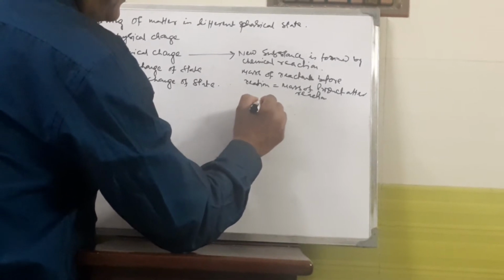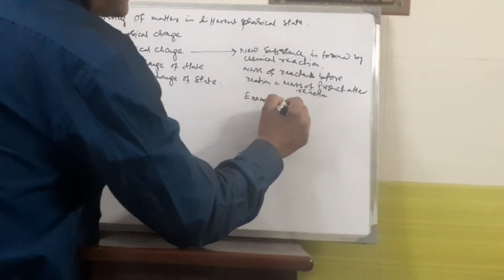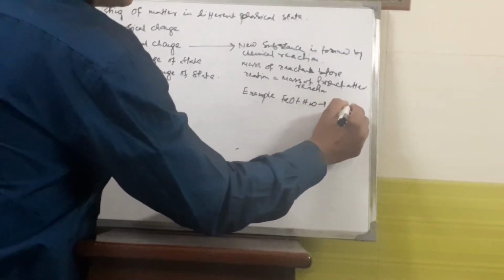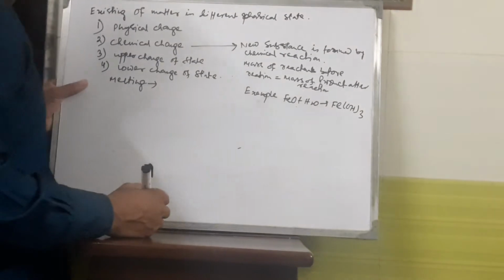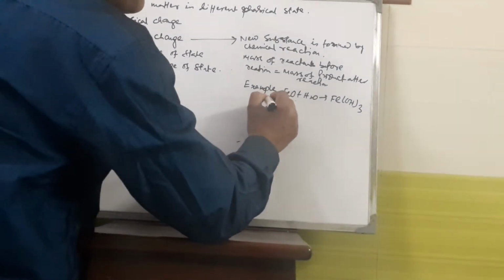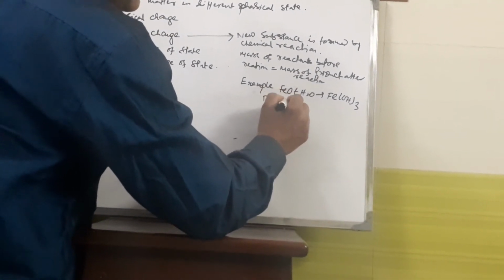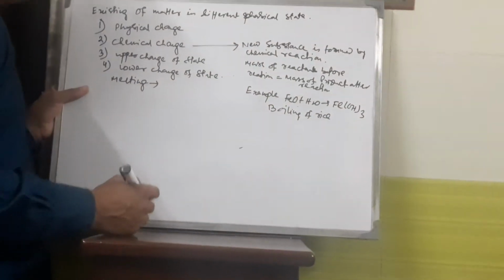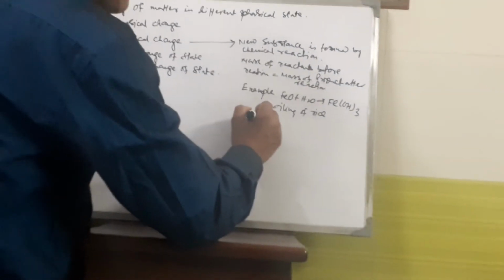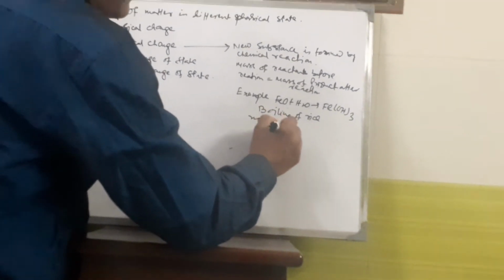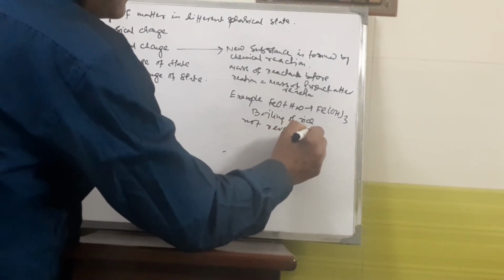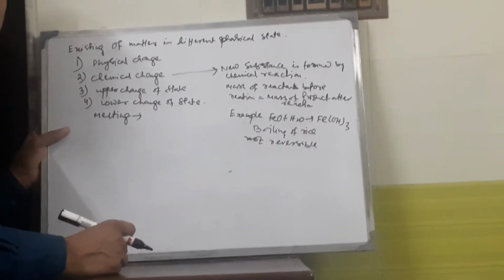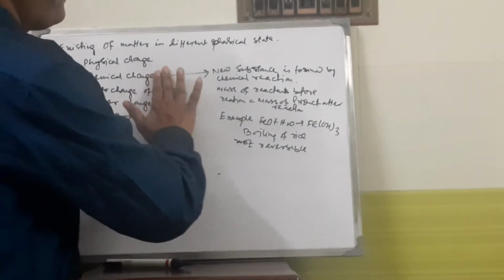Example, such as FeO plus H2O giving Fe(OH)3, formation of rust. Boiling of rice. These are chemical changes, and this is not a reversible change. Chemical change is not a reversible change. The physical change was a reversible change.